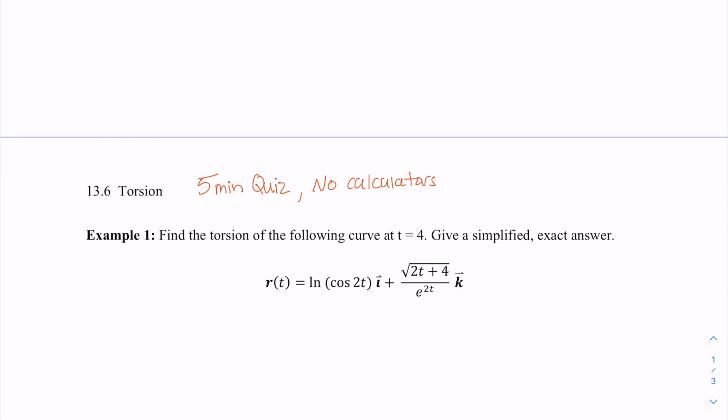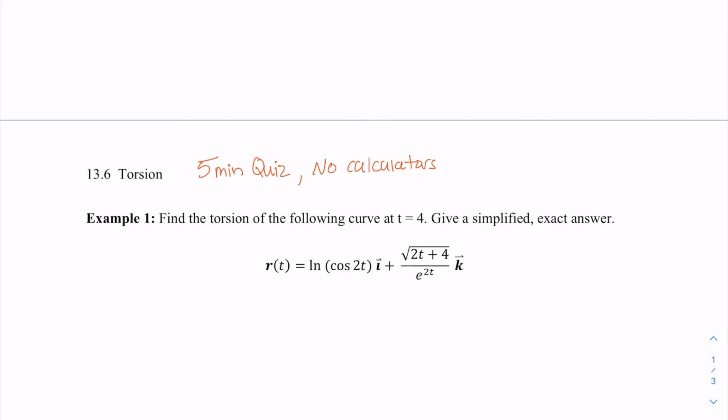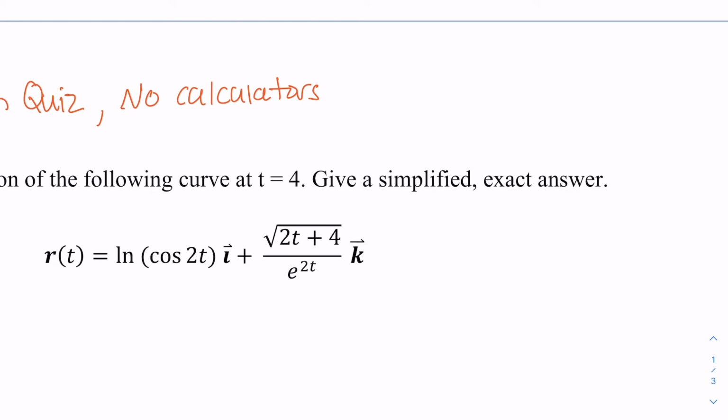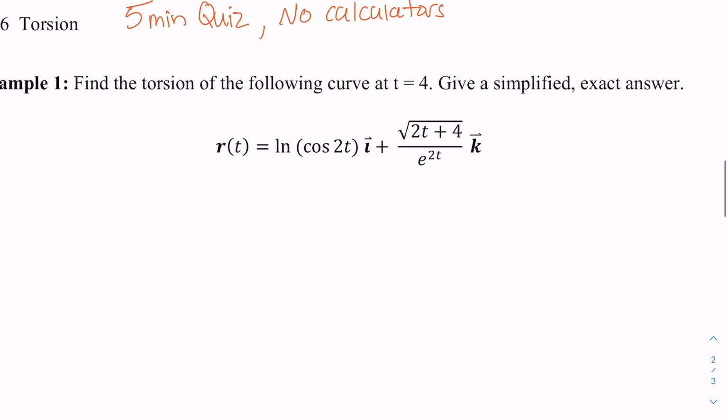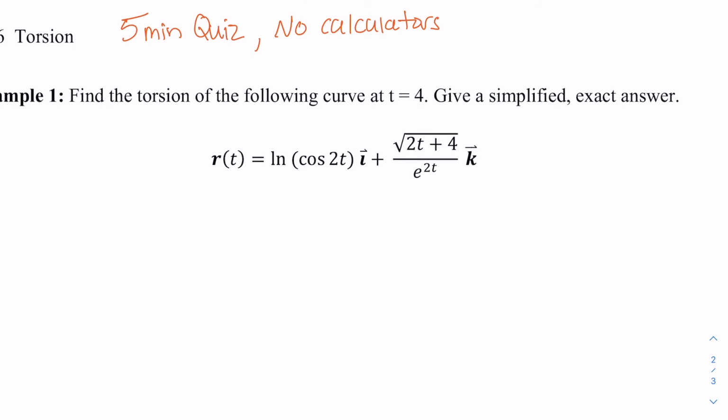It asks us to find the torsion of the following curve at t equals 4, and we were supposed to give a simplified exact answer. So you couldn't put cosine of whatever or leave a square root unsimplified. We had 5 minutes to do this, and the curve we were given was something like r of t equals the natural log of the cosine of 2t in the i direction plus the square root of 2t plus 4 divided by e to the 2t in the k direction. And a lot of students in the class, as I looked around the classroom, looked at this problem in horror, and many students just gave up and turned in a blank quiz.